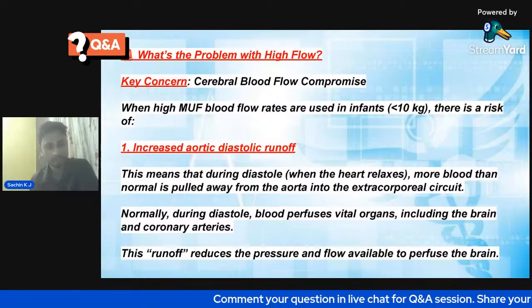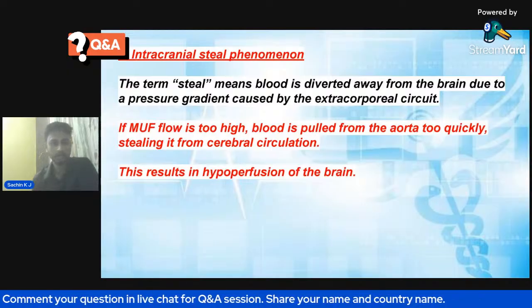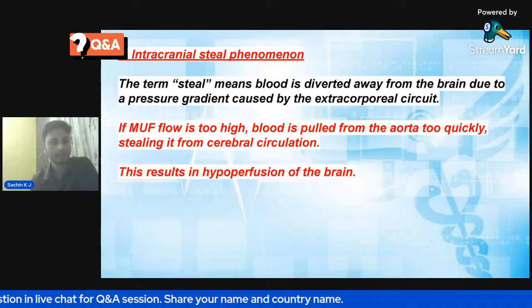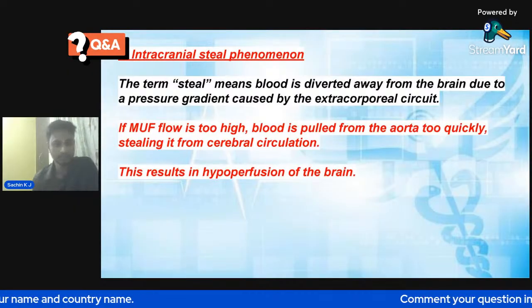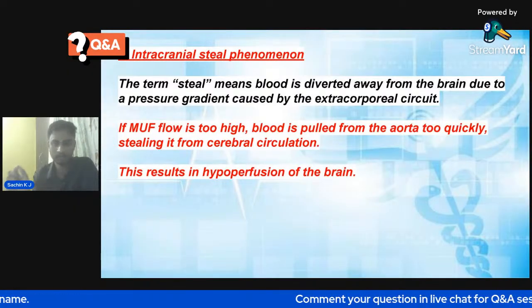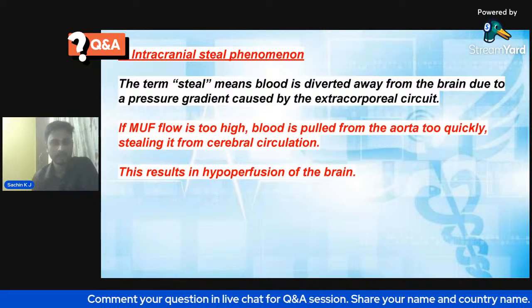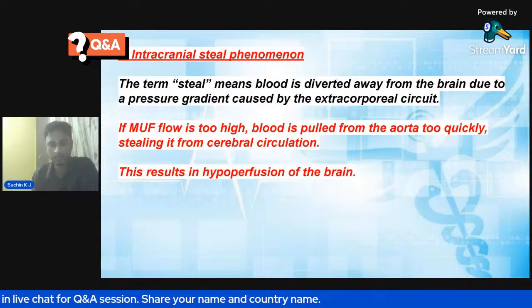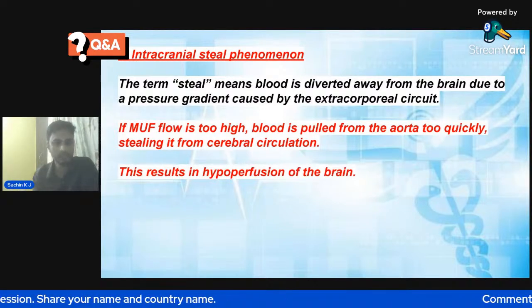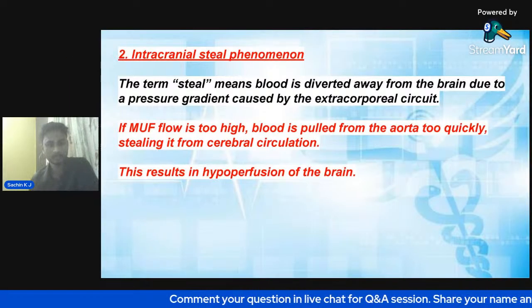So next one, sir. It will cause the intracranial steal phenomenon. So what is the steal phenomenon? The term steal means blood is diverted away from the brain due to a pressure gradient caused by the extracorporeal circuit. If MUF flow is too high, blood is pulled from the aorta too quickly, stealing it from cerebral circulation. This results in hypoperfusion of the brain. So next one.